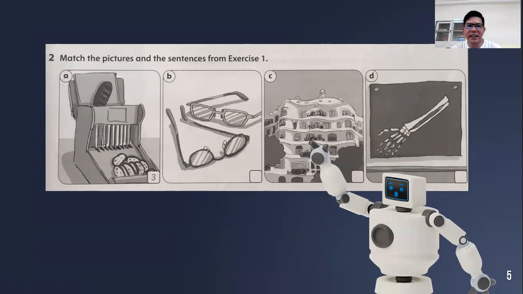All right, we got A, the answer is 3. Let's go to letter B. The answer is 1. What about letter C? The answer is 2. What about letter D? The answer is 4. All right, so that's 2, 4, 6 points. Plus 14 points, we've got 20 already. All right, one more.